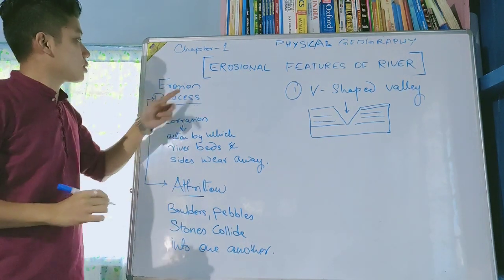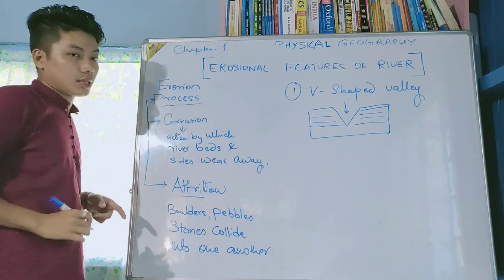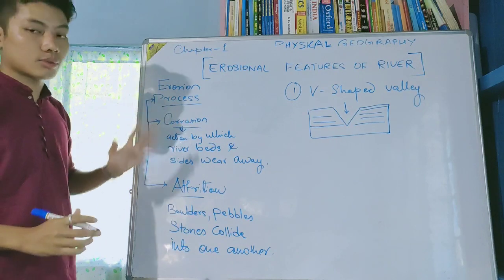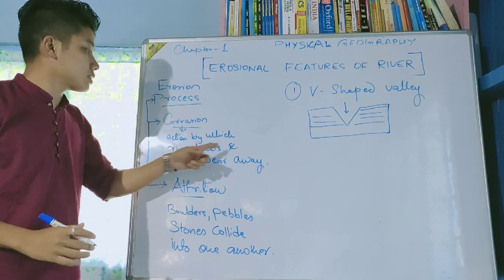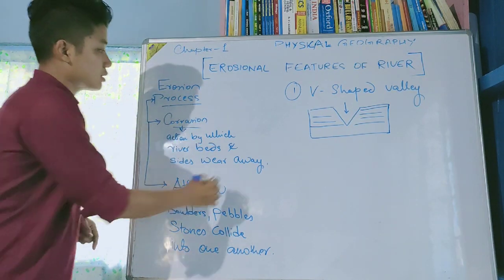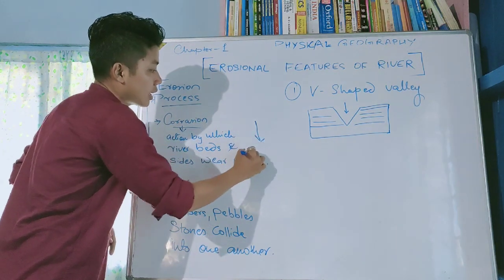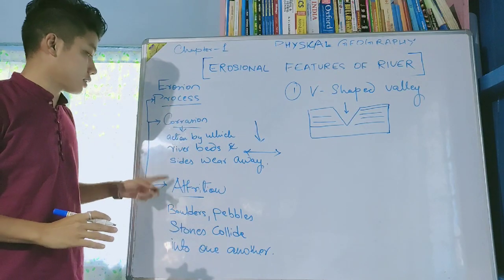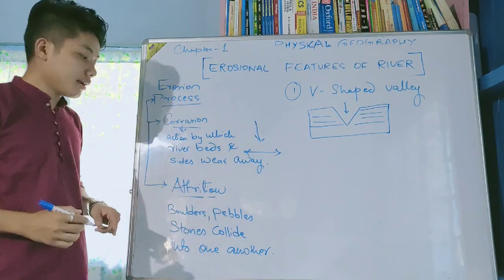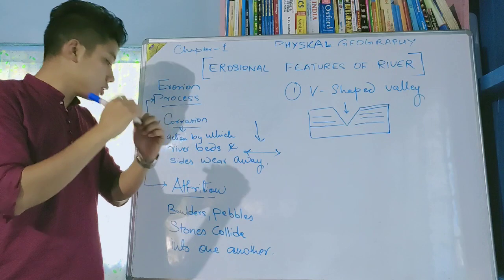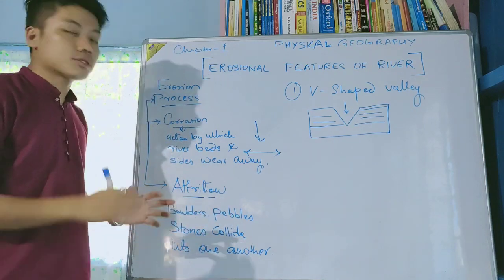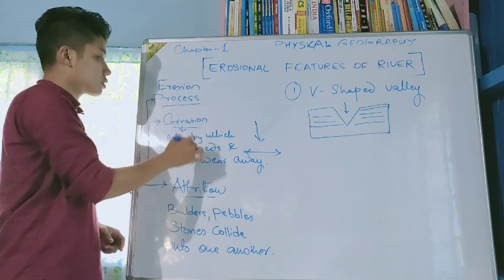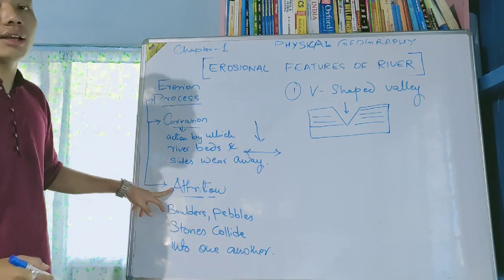See, erosional processes are of two types. Number one is corrosion. So what is corrosion? It's an action of river water by which the river beds and sides wear away. That means it acts in two ways, downward and in a horizontal manner. Okay, next is attrition. Attrition means generally a collision of boulders, pebbles, and stones with each other. This process is called attrition. That means erosion works through two processes: corrosion and attrition.